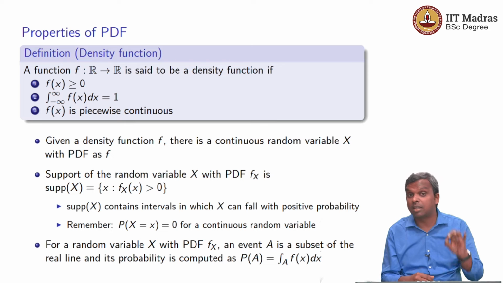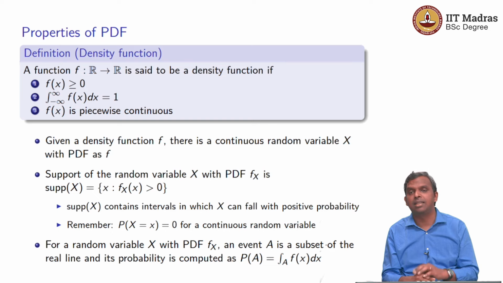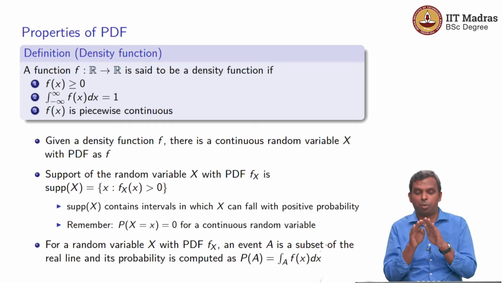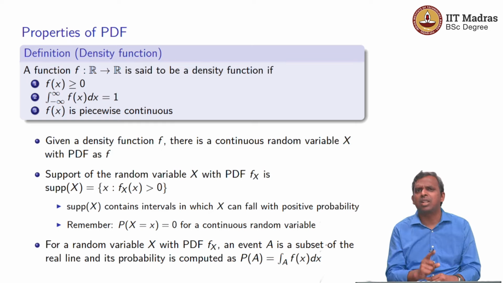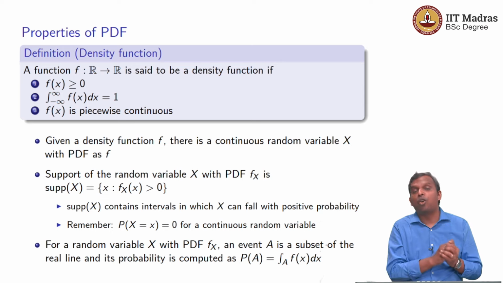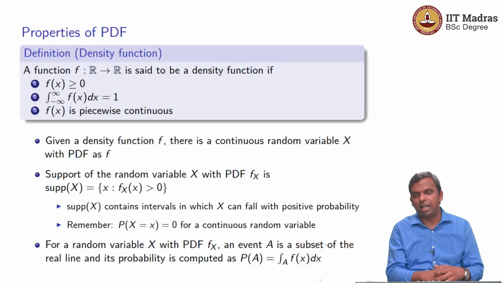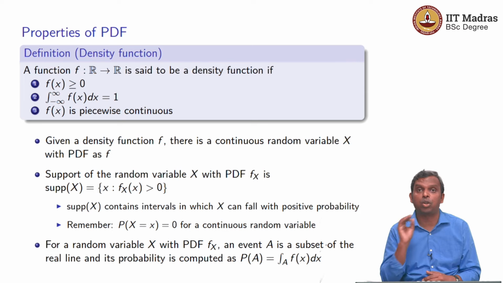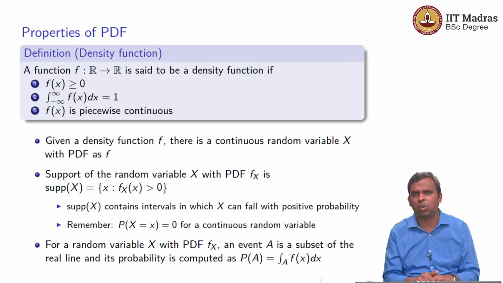Now, there is something called the support of a random variable, a continuous random variable particularly. The support is basically the points at which the density is strictly greater than 0. Those are the possible intervals where x can take values. Remember, this is a continuous random variable. I cannot say x equals a particular value with non-zero probability, but for intervals where it falls, the PDF has to be strictly positive. Places where it is strictly positive are called the support of the random variable. I will use this support over and over again.